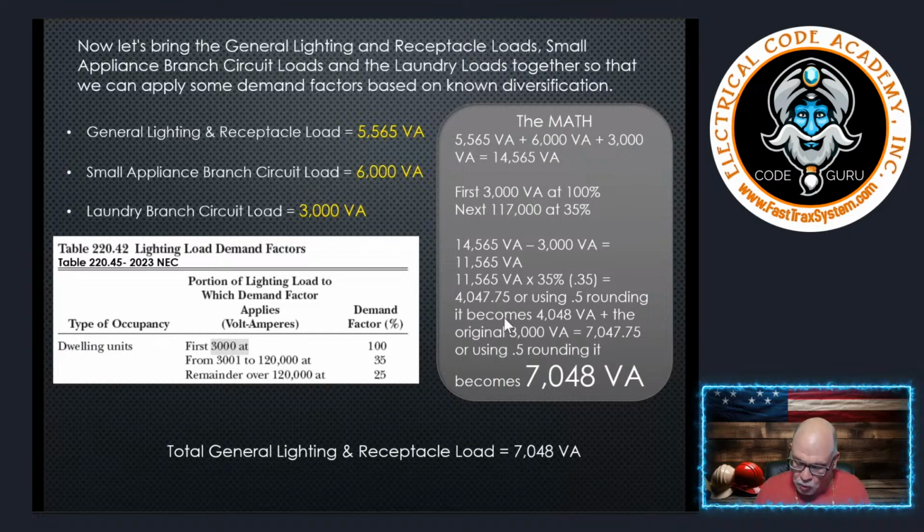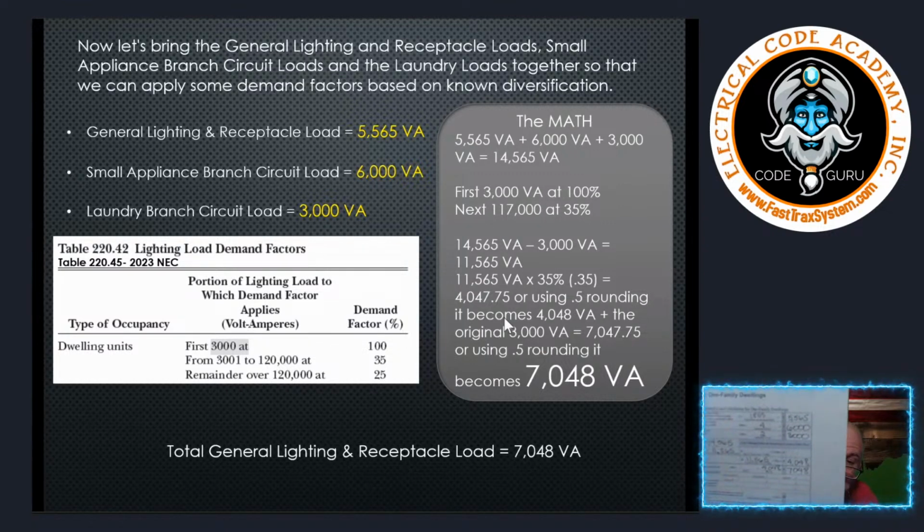Now, on our form, what we do is we remind you that, guess what? Remember that first 3,000 at 100%? Well, I've got to bring it back because that was at 100%. There was no demand factor for that first 3,000. It's 100%. So now I'm going to add that back to the 4,048, and we do that on our form. You just simply take it and pop it in where it says line 8, in column 9. So I'm going to do the 4,048. You add those two up, and it's 7,048 VA. Now, that's what it looks like on our form. Hard for you to see it, I'm sure, but that's what it looks like.